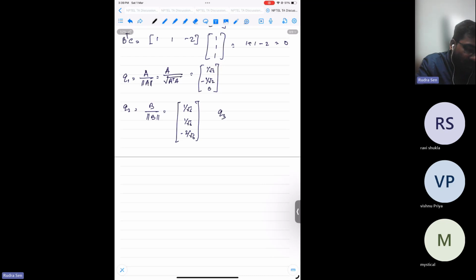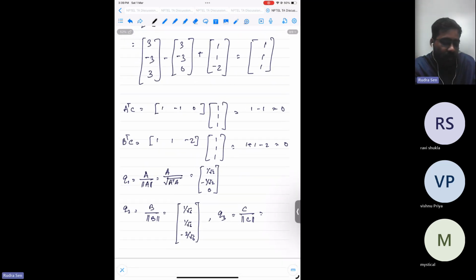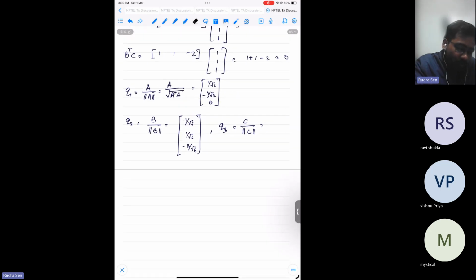Okay, and then Q3 equals C by the norm of C. So root under C transpose C is basically root 3, right? So it's 1 by root 3, 1 by root 3, and 1 by root 3. So we get that vector. So I hope this Gram-Schmidt process is clear to everyone.